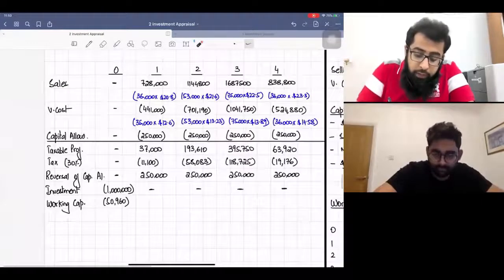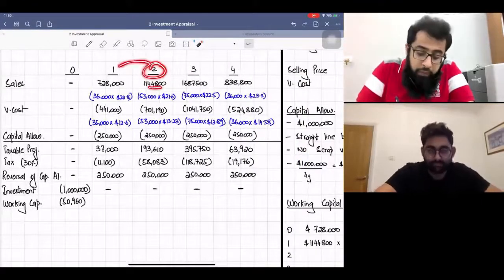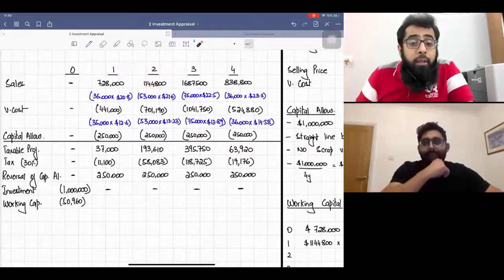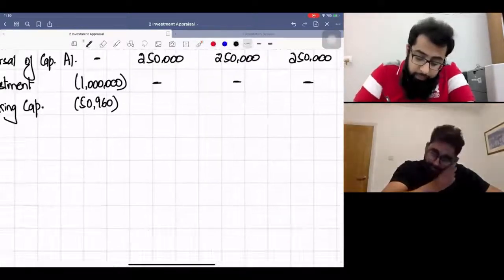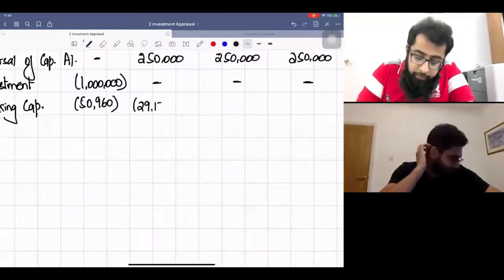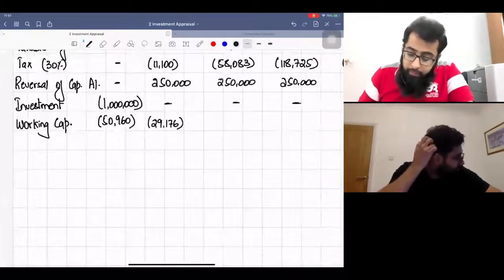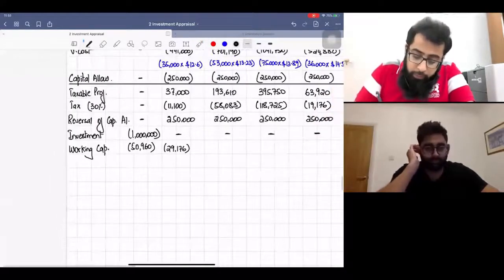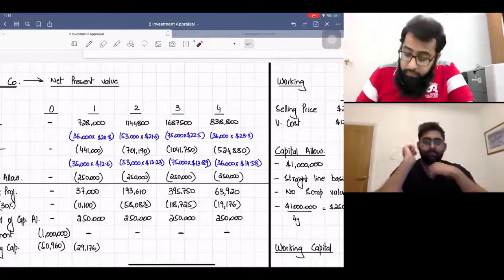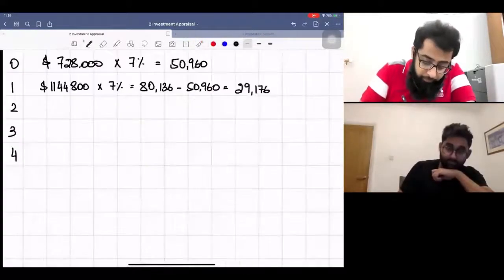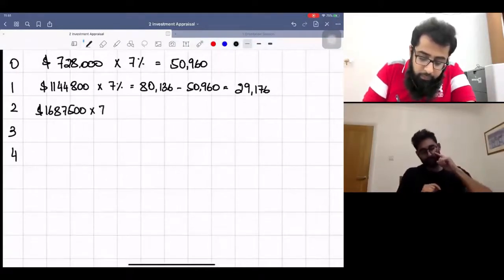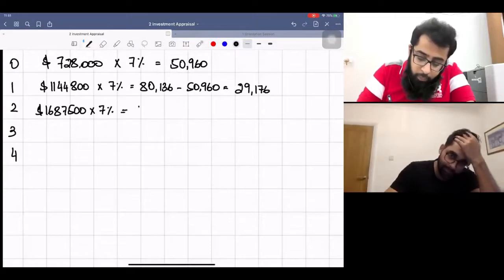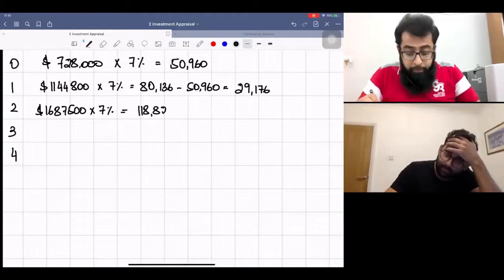Now you need this working capital for year 2, but you need at the start of the year, so you will invest it in year 1. Got it. 29176. Okay. Then for year 3, it's 1687500, 7%. 87500 is 118125. 118125. Yep.